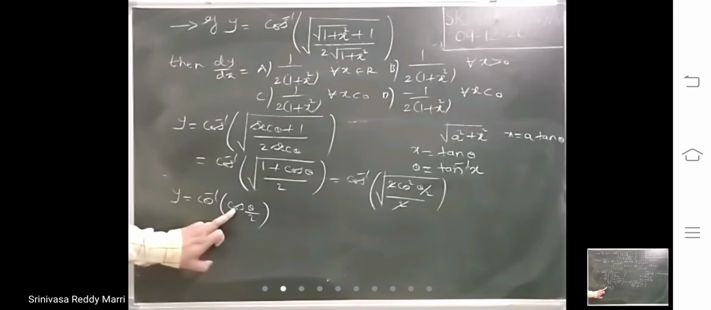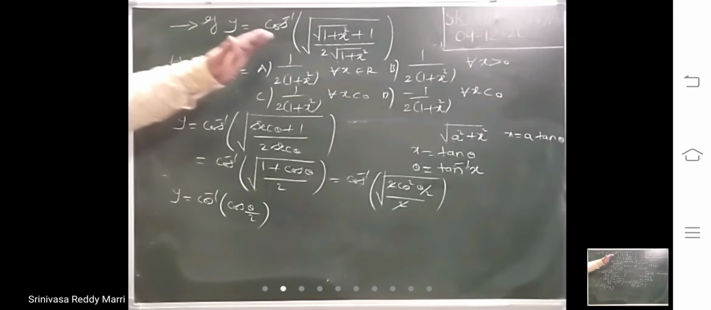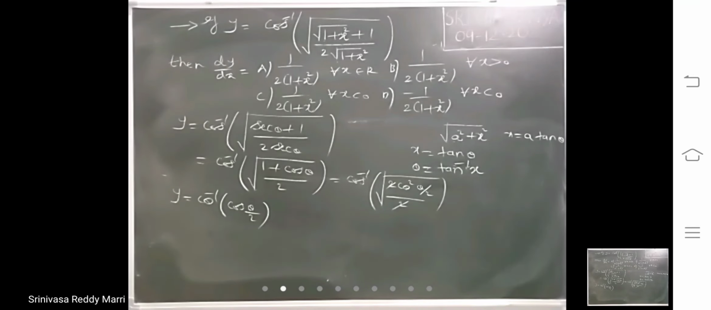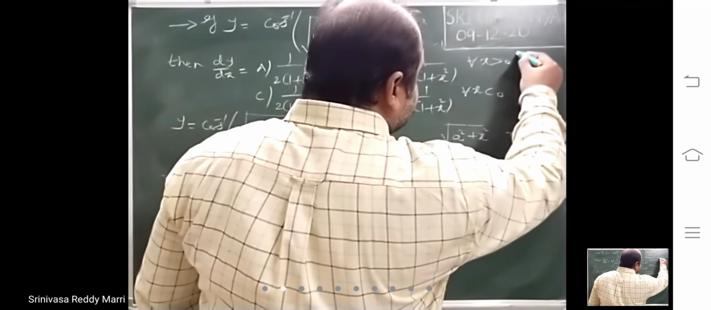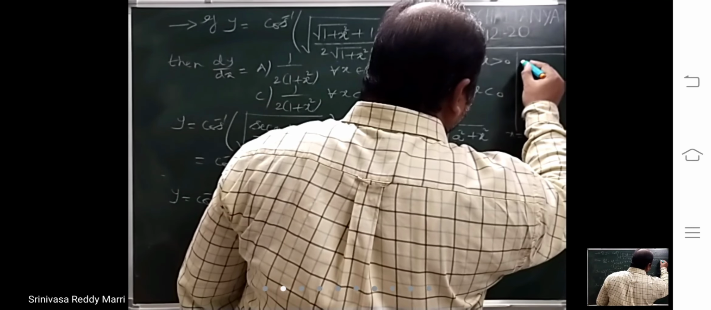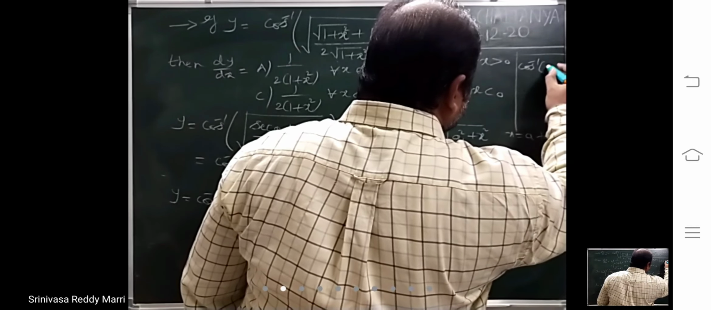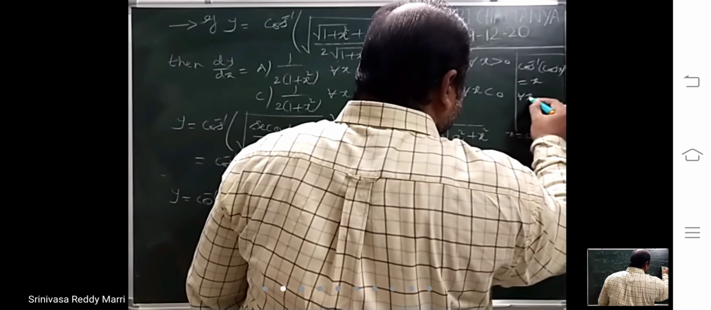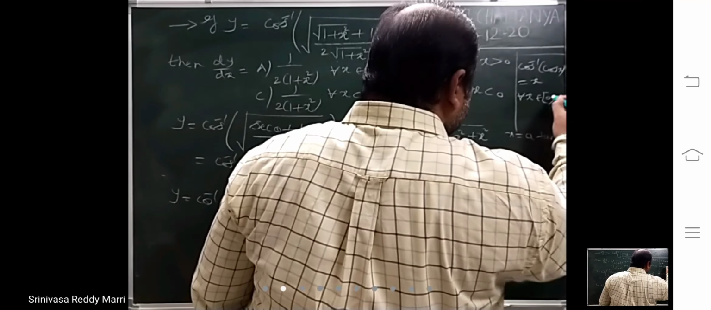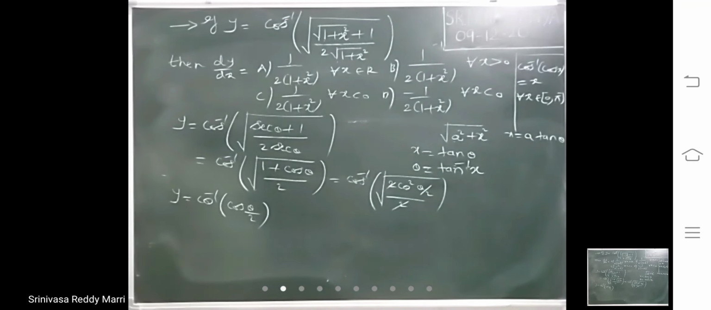Now look, don't write directly theta by 2. If one or more than one correct is asked, you must be careful. Yesterday I told the basic formula: cos inverse cos x equals x, when that angle x lies between 0 and pi. Cos inverse cos x is x for x belonging to 0 comma pi. Now if you want to write theta by 2, this theta by 2 must lie in the interval 0 to pi.